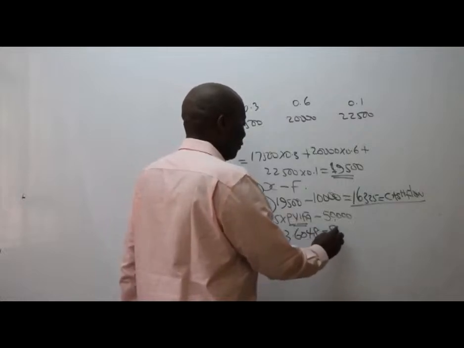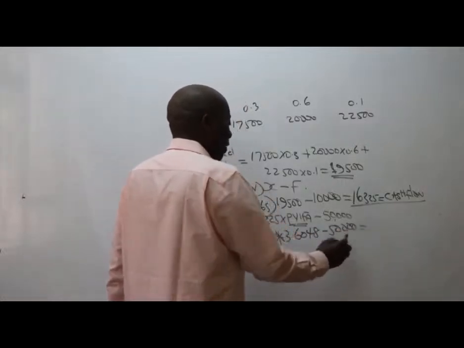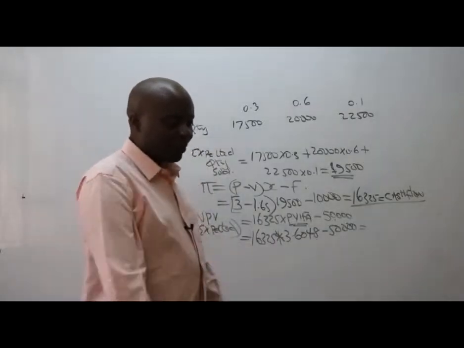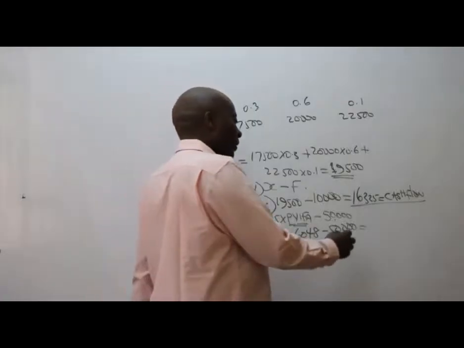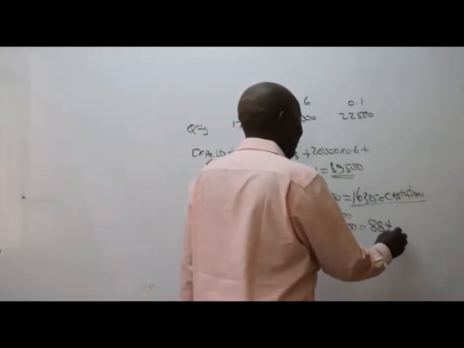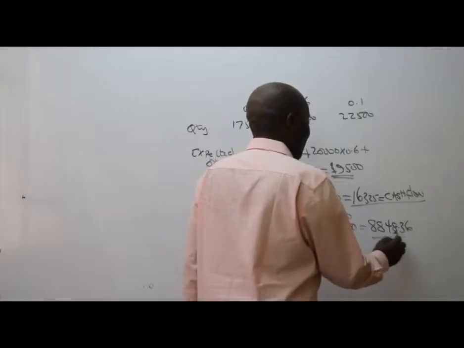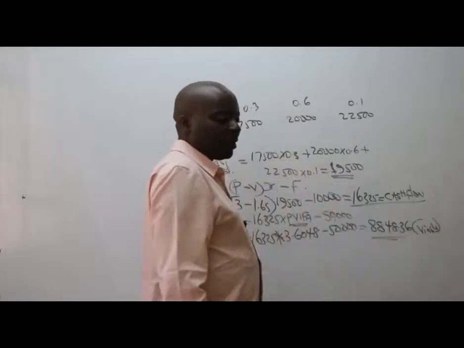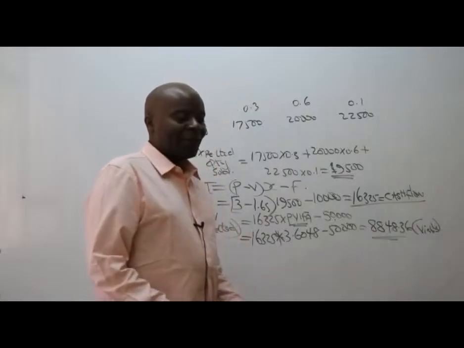3.6048 minus 50,000, which will end up giving us what figure? 8848.36 like that. The project is still viable.